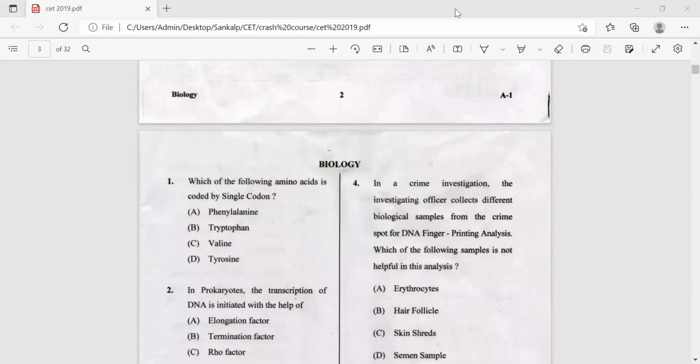The first question is, which of the following amino acids is coded by a single codon? I repeat, which of the following amino acids is coded by a single codon? Option A, phenylalanine. Option B, tryptophan. Option C, valine. Option D, tyrosine. I got the message as option A by Vani, option A by Kirtana, and someone said option A in the mic. And now we also got a message of option A.